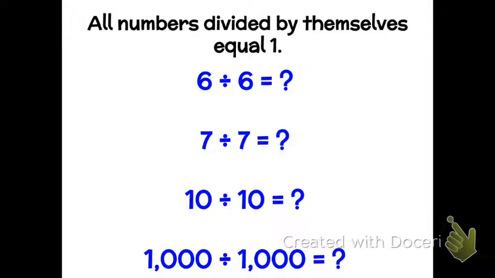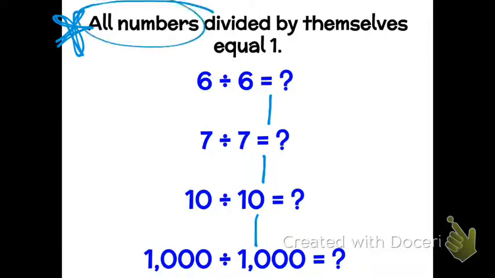All numbers divided by themselves equal 1. Write this rule down in your notes. This is very important. So 6 divided by 6 is equal to 1. 7 divided by 7 equals 1. If I think about it in terms of books, I have 6 books divided by 6 people, which means each person would have 1 book. 10 divided by 10 equals 1. 1,000 divided by 1,000 would be 1. Any number divided by themselves would equal 1.